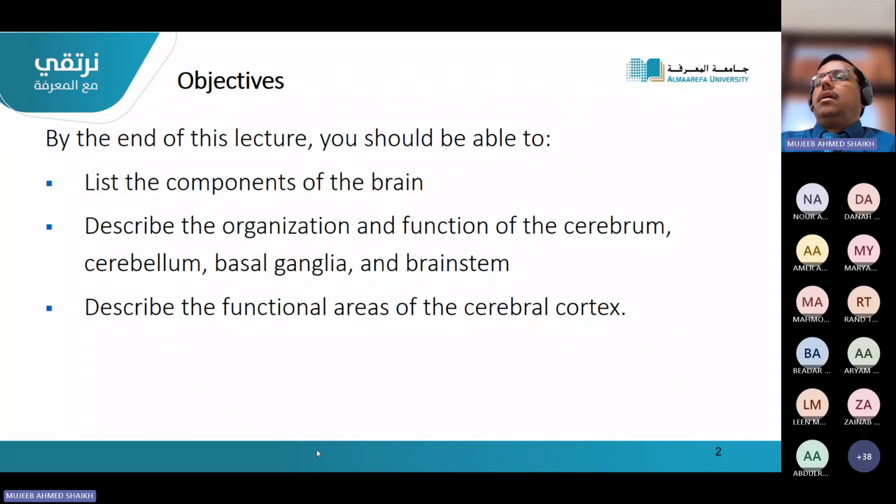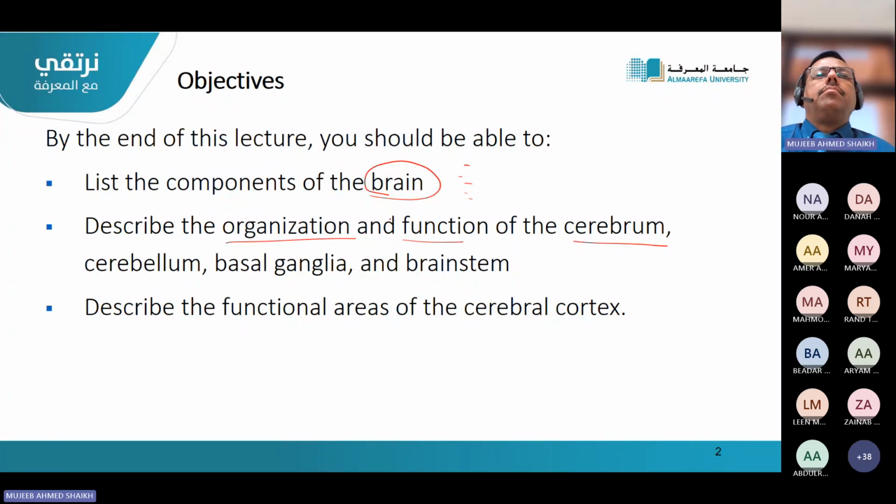At the end of this lecture, you should be able to list the components of the nervous system. What are the parts? What are the parts of the brain? Not nervous system, but for the brain. What is cerebrum? What is cerebellum? What is basal ganglia, hypothalamus? So you have to be able to list them. 1, 2, 3, 4, 5, 6. What are these parts? And the organization, where they are placed and their function.